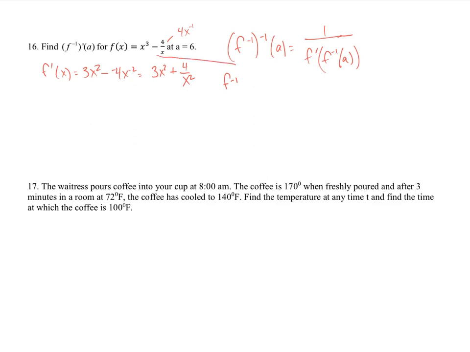We need to find the inverse of that function so I can plug it in there and then get that derivative value. All right, so to find the inverse, we are going to switch the x and y for this one. So we're going to end up with x equals y cubed minus 4 over y. Well, we want to know at our x value of 6. That's our a. So that means 6 equals y cubed minus 4 over y. Now, this one, you could multiply everything by y and go ahead and factor it.